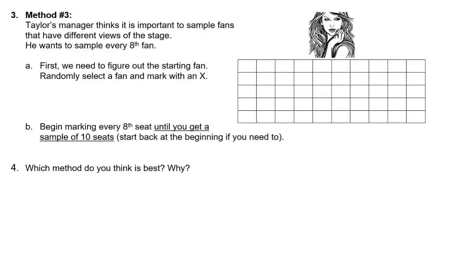Wait, are we going to the side or? You decide whether you're going side to side or up and down, but stay consistent with it. Whether you're going across the row or up and down, start with your first seat and then mark every 8th seat after that, until you have a sample of 10. Good question. You need to end up with 10 total seats. So you're just going to loop back around to the beginning as many times as you need to get 10 total seats.